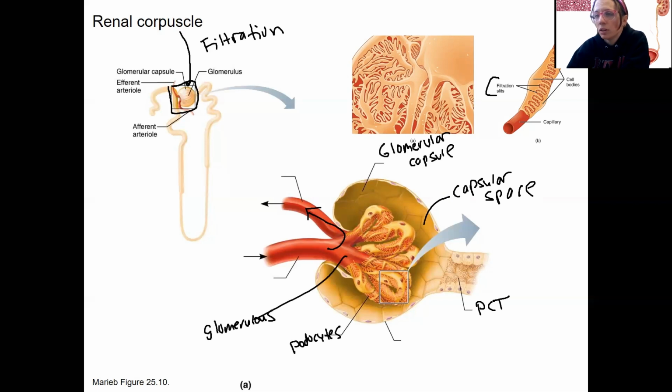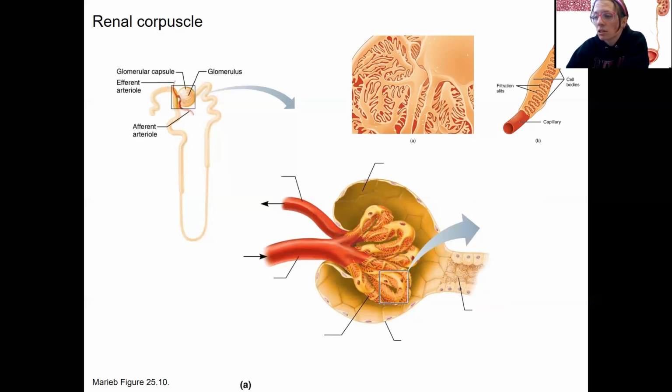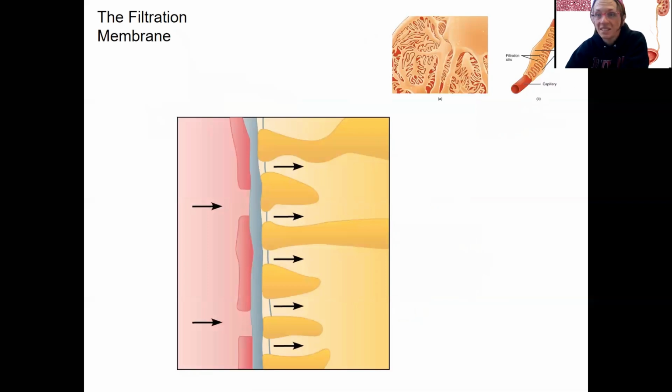Let's look at a view. We're going to zoom into like a cross section right there, where filtration occurs. Okay, this is the filtration membrane. So we're looking at a membrane, meaning more than one cell type. We're separating the blood from the filtrate that's in that glomerular capsule.